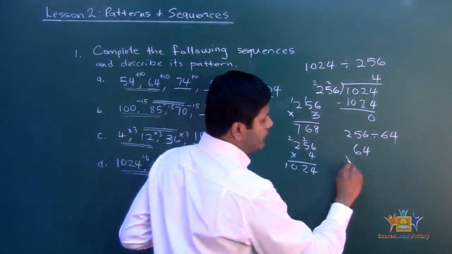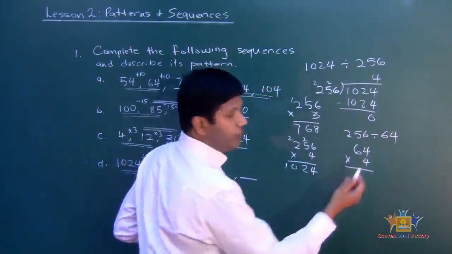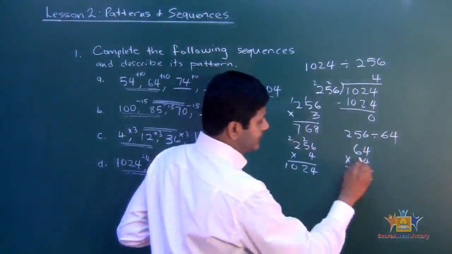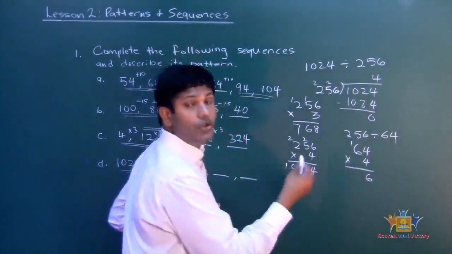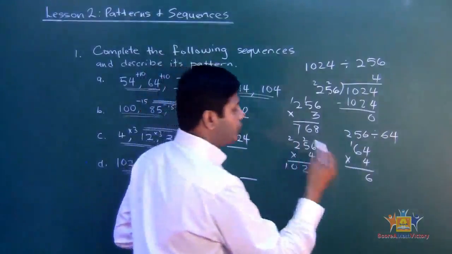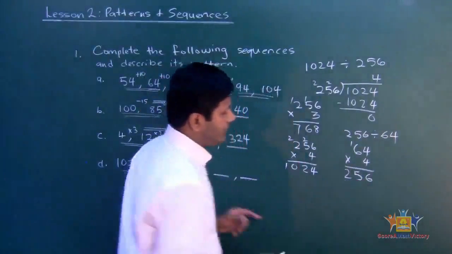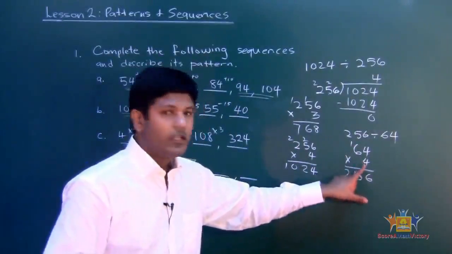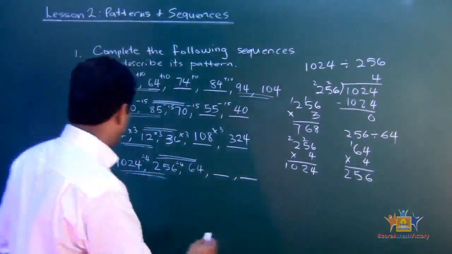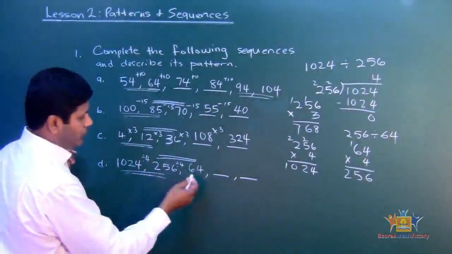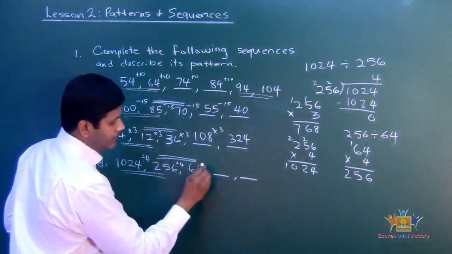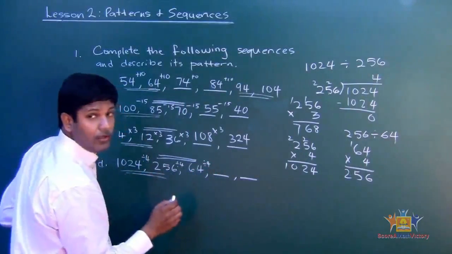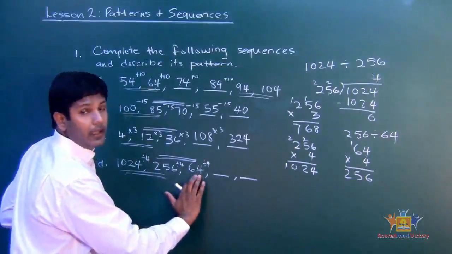So 64 times 4. 4 times 4 is 16, 6 carry 1. 4 times 6 is 24, 24 plus 1 is 25. Right there. See that? So that confirms that we are dividing it by 4. So to fill up this, we take 64 divided by 4. What would that be?